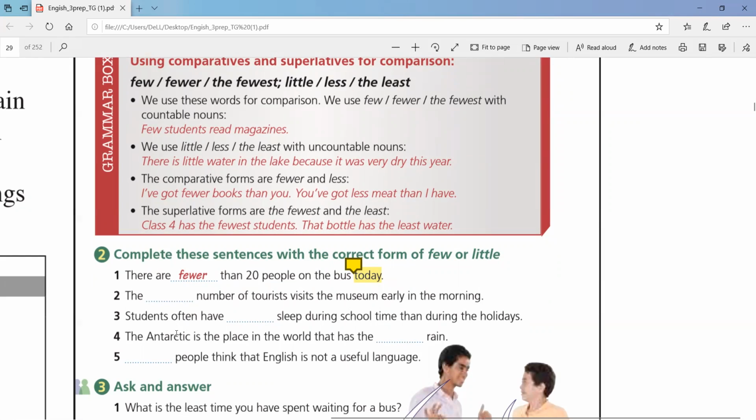The superlative forms are the fewest and the least. When I say the fewest number, class 4C has the fewest students. The streets, the fewest number of cars we see on Fridays because this is a holiday. That bottle has the least water.